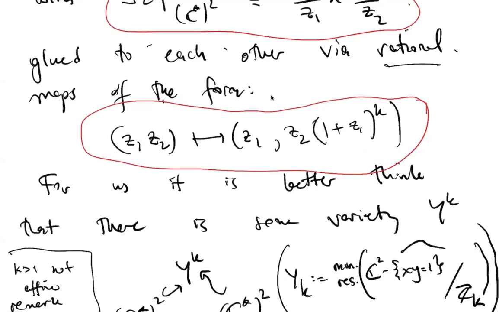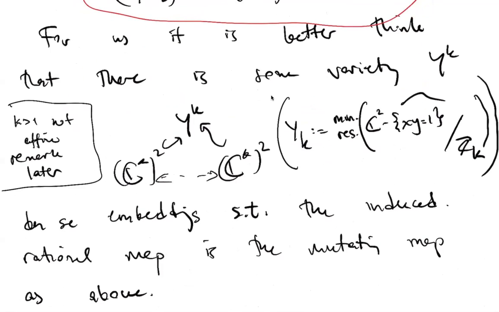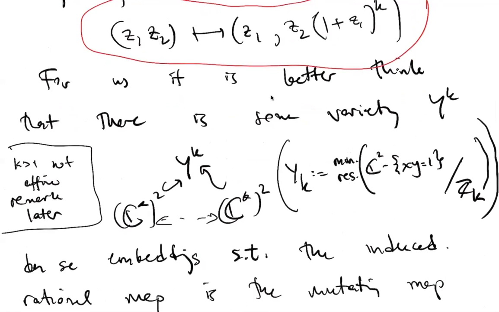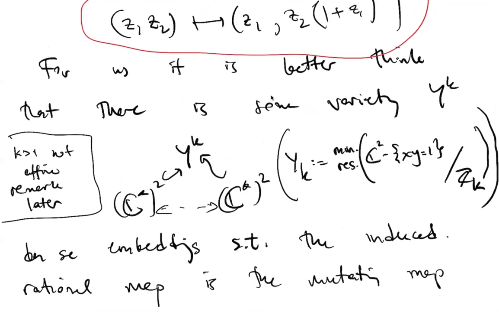I don't know why people do this. Maybe I'm just missing something. Instead of thinking of these rational maps, I find it better to think that there exists some variety, yk, for every k, which admits these two dense inclusions of the C star squared torus.